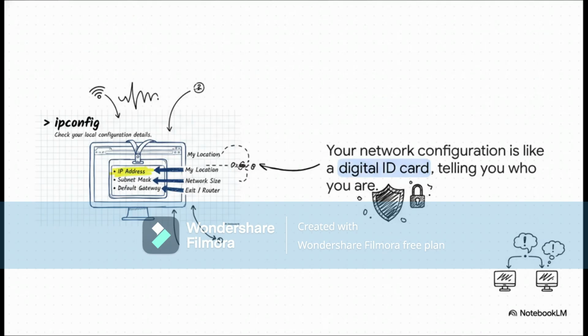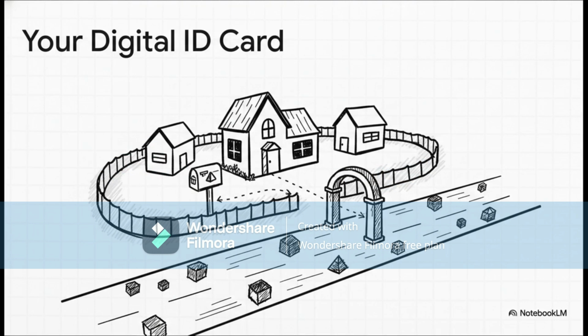And yep, this is the perfect way to think about it. The information you get from ipconfig, that's basically your computer's digital ID card. It has everything your router or another computer needs to know to be able to talk to you. If any of the info on this ID card is wrong, you're not going to be able to connect to anything.